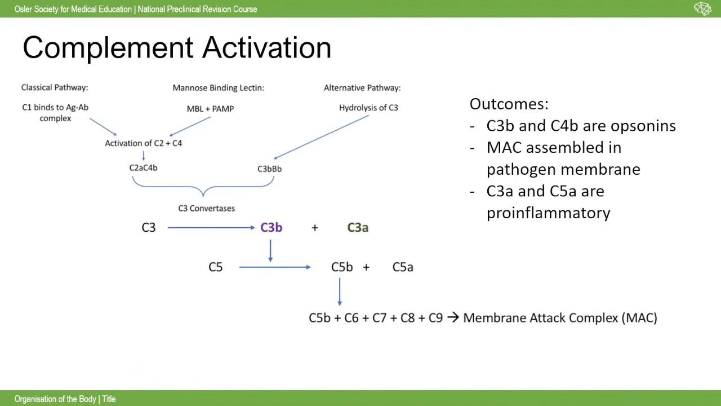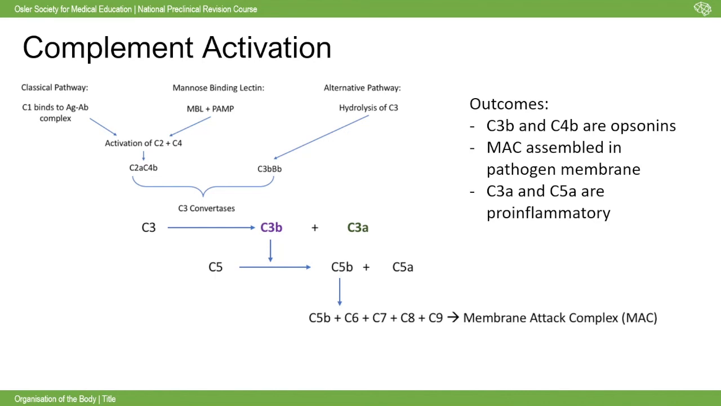I have here a little flow chart that, again, it's just another thing to write out a couple of times before your Part A's, and that will help it embed and you'll be really familiar with these different pathways. The classical pathway, the mannose binding lectin pathway, and the alternative pathway are all just different mechanisms by which we produce a C3 convertase. That's the common outcome of all of these pathways.